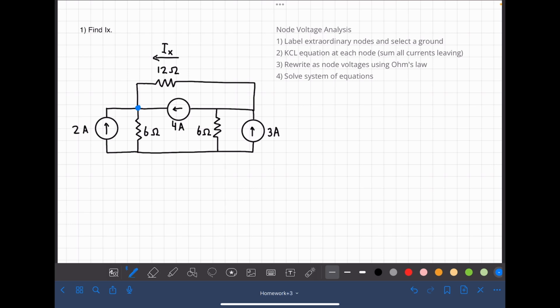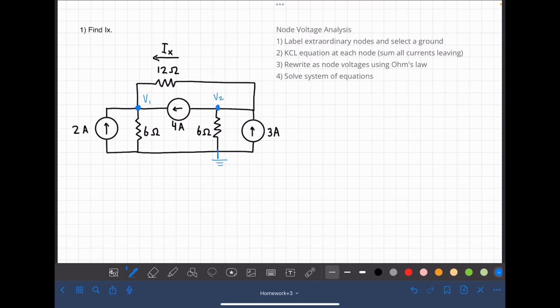So we'll just call this V1, label the voltage. Then we have one here. So we have 1, 2, 3, more than 3 components. We'll call it V2. And then we do have a third extraordinary node here, but we're going to go ahead and call this one ground because it is at the bottom, and that just makes sense.